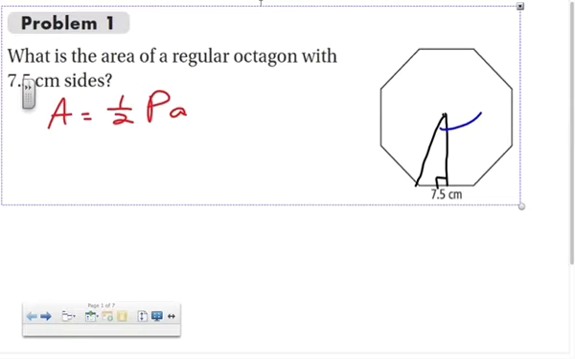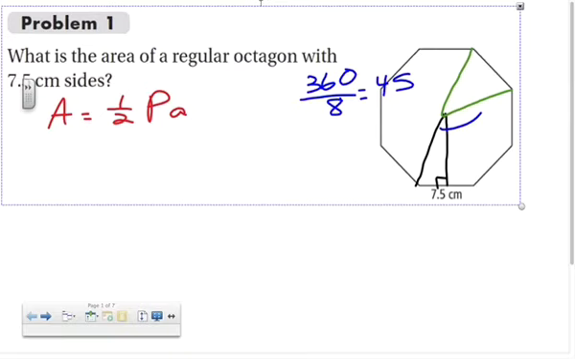Yes? Okay, 360 divided by 8 will give me 45. Realize, however, that 45 is the measure of this angle, which is not the same as the angle that I need in order to solve for the apothem. What am I doing to that 45? Dividing it by 2.